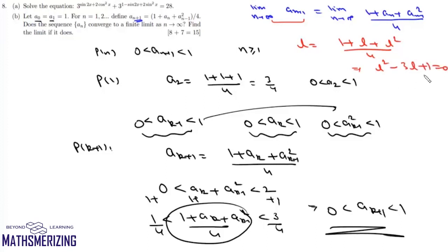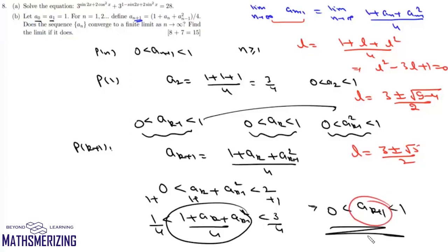Now it is a quadratic equation in L. So we'll solve this equation. We'll get L as 3 plus minus under root of 9 minus 4, by 2. So the limiting value of the sequence will be 3 plus minus under root 5 by 2. Now in the first part we have already proved that this ak plus 1 should be less than 1. So the only value possible in this case is 3 minus root 5 by 2. So the sequence converges to a finite limit, and that finite limit is 3 minus under root 5 by 2, and that is the answer to this question.